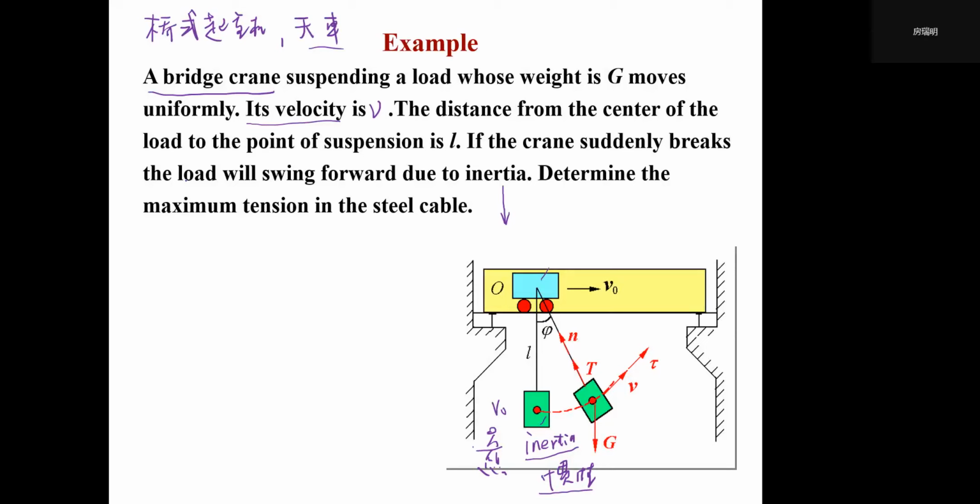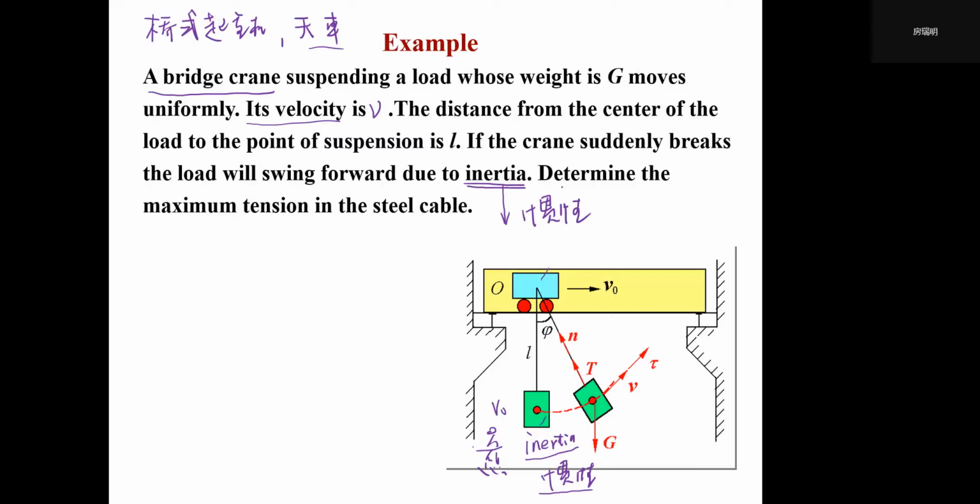So that's why the load will swing forward due to the inertia. I don't find the word here. I try to write it myself, inertia. I'm very happy that I read the correct word, right? Inertia. We Chinese call that 惯性. That means the characteristic of ability to keep or try to keep its original motion, right?